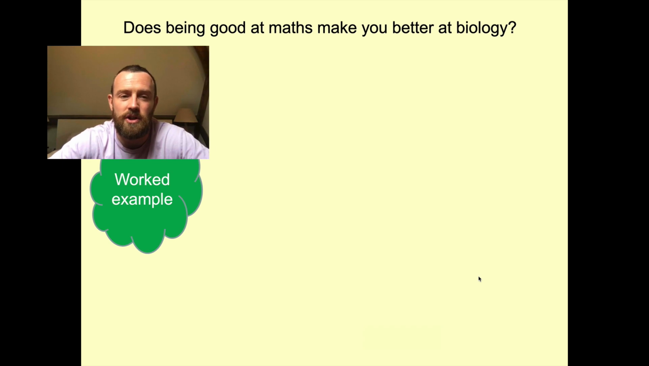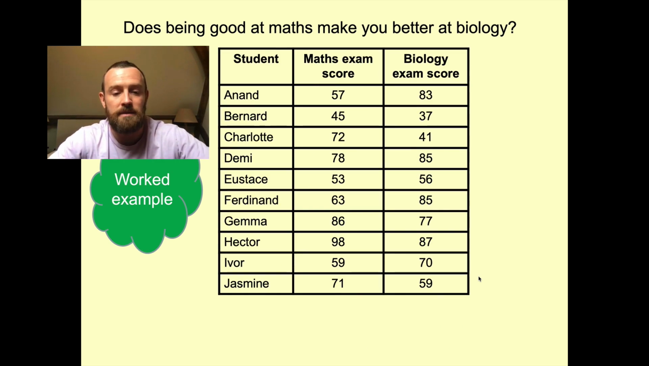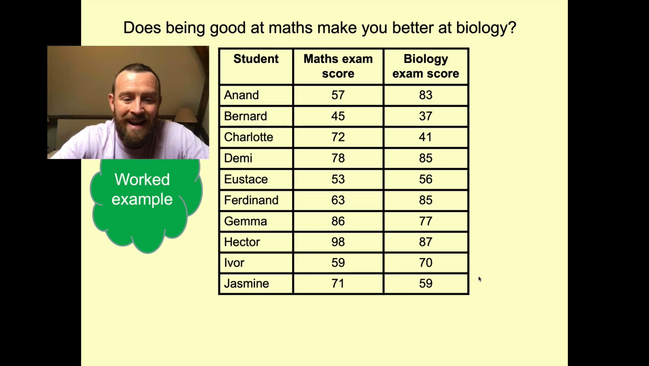Here's a question. Does being good at maths make you better at biology? Potentially in this lesson, for sure. But let's see what we can conclude from some data. So here are some random student names that we've made up, from Anand to Jasmine. Some exam scores in maths and some exam scores in biology. So are they linked? Pause the video, have a quick look, and just see what you think, just based on looking at the data.